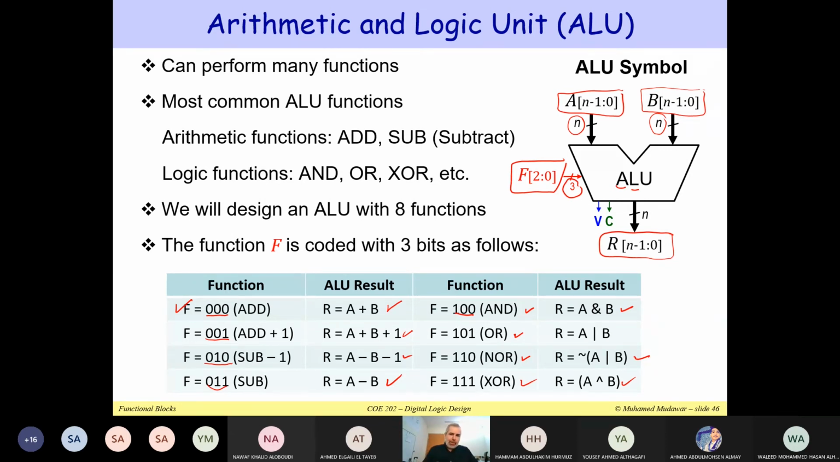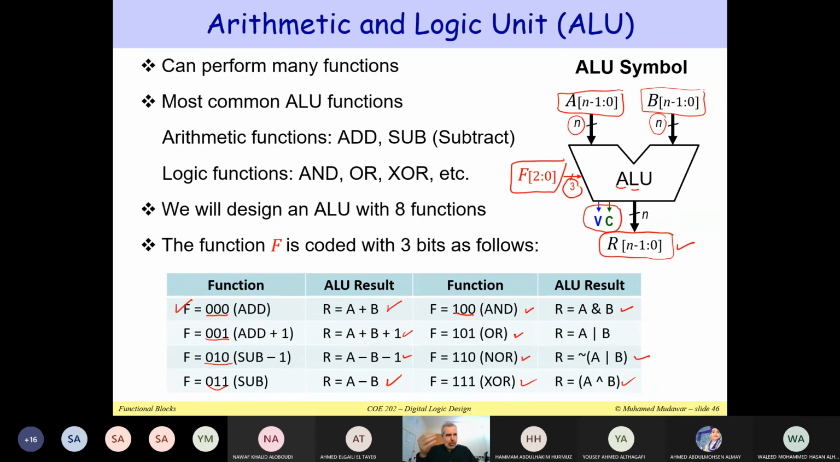So now what we would like to do is design this ALU that has 8 functions. And notice that it is going to produce a result here, and it is going to produce also a carry and overflow. So V here indicates overflow. It can detect overflow. In the case of overflow, V out will be equal to 1.